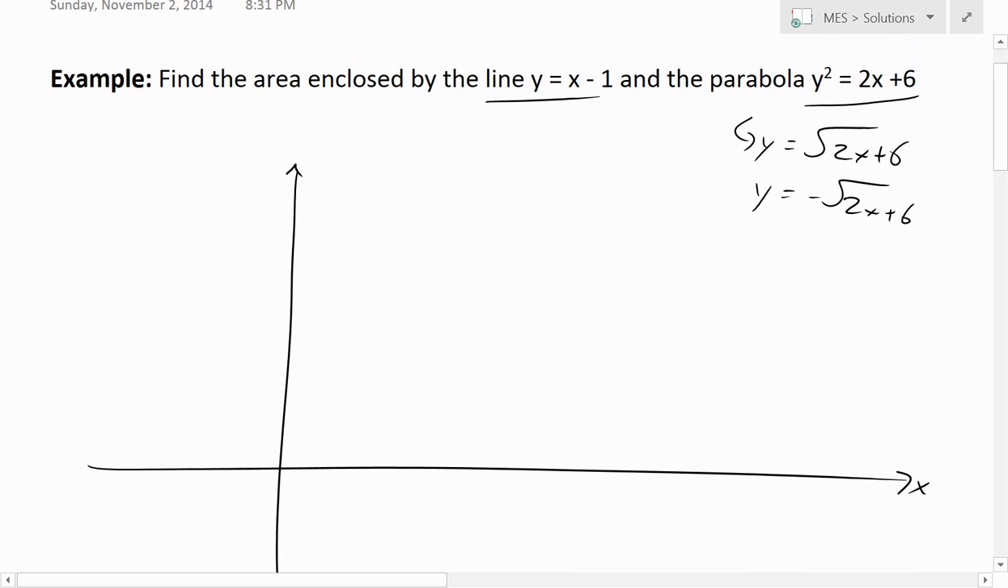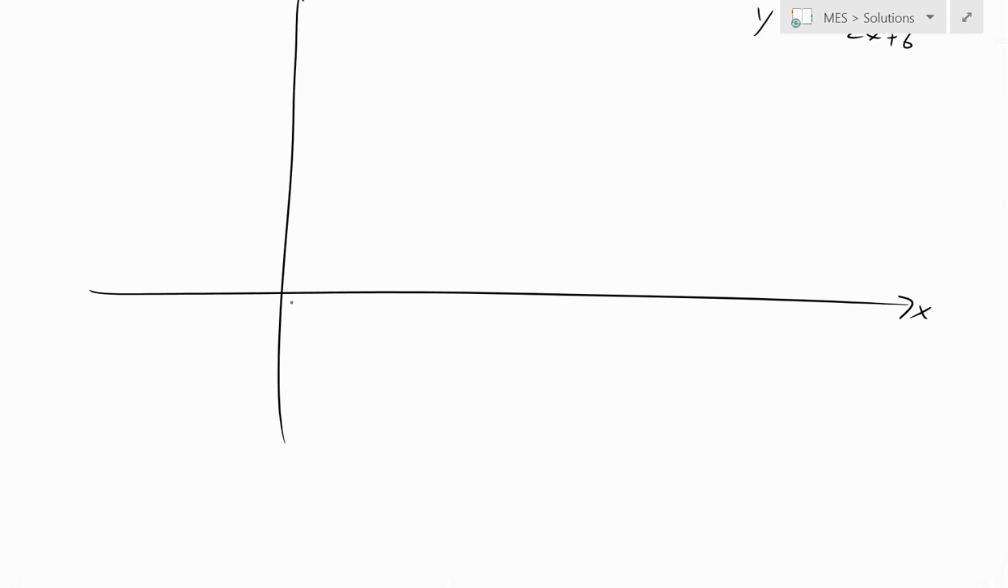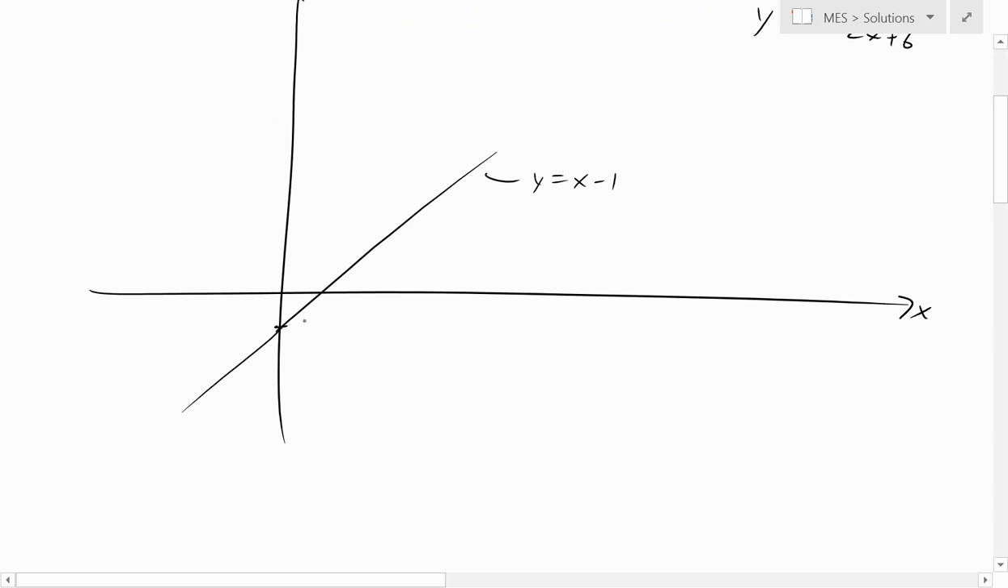So now let's graph these two functions first to show you what I mean. If we draw the line y equals x minus 1, at x equals 0, y is equal to negative 1. So it's going to be a line like this, and this is basically y equals x minus 1, and this point right here is at negative 1.